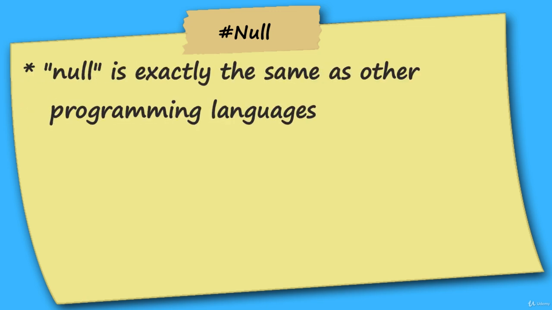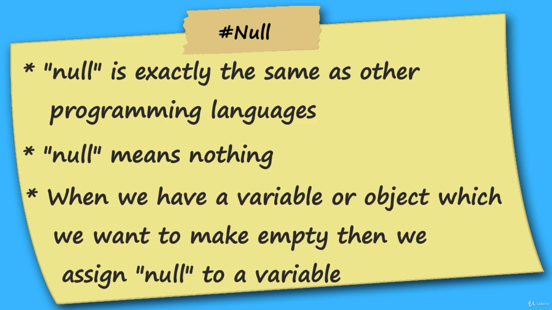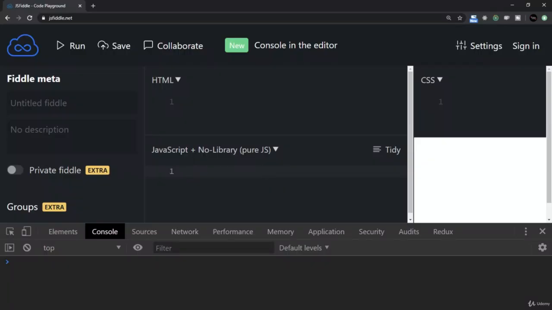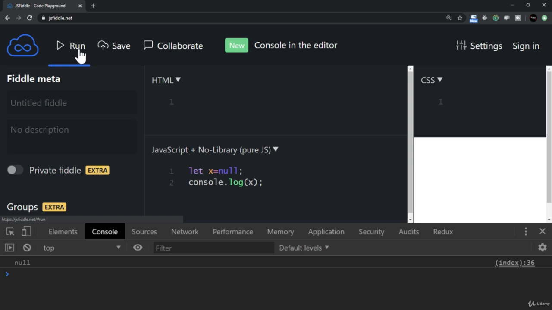Null is exactly the same as other programming languages. Null means nothing. When you have a variable or object which you want to make empty, then you assign null to a variable. Say for example, let x is equal to null. I will display the value of x here. So certainly it's going to display that the value of x is null.